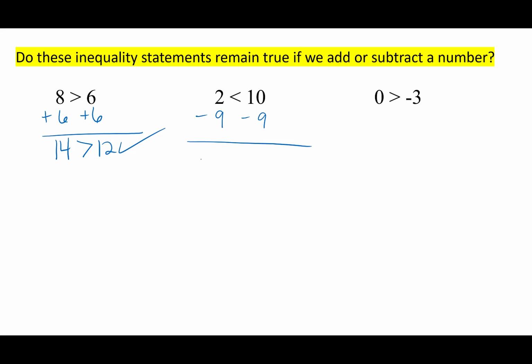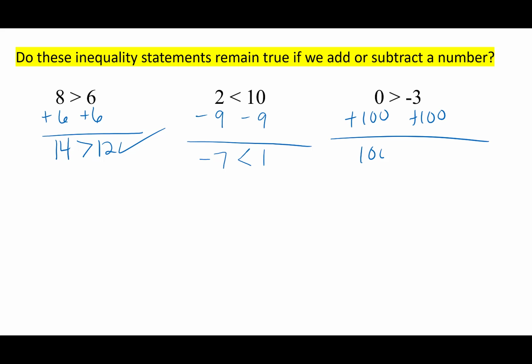On the second statement, 2 is less than 10, what if I subtracted 9 from both? 2 minus 9 is negative 7. 10 minus 9 is 1. The inequality sign stays the same. Is negative 7 still less than positive 1? Yes, it is.